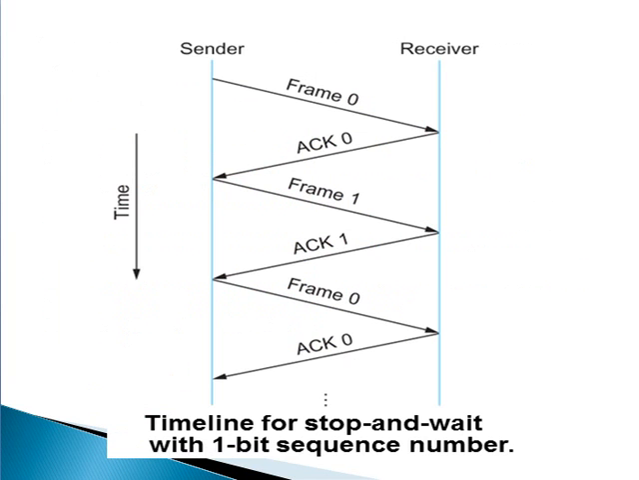For example, let's see in a diagram. The sender sends frame 0 and the receiver sends an acknowledgement. Again the sender sends frame 1 and the receiver sends acknowledgement 1, after frame 0 and acknowledgement 0. This is shown in the figure, and the acknowledgement numbers are given as 0 and 1.